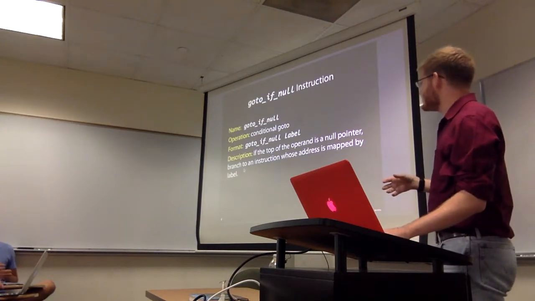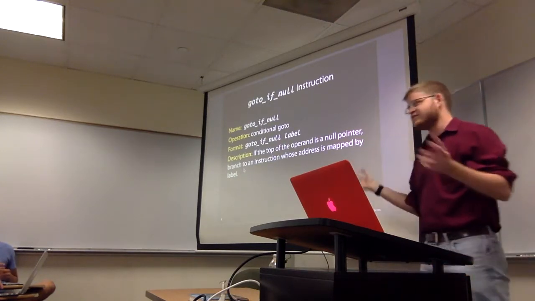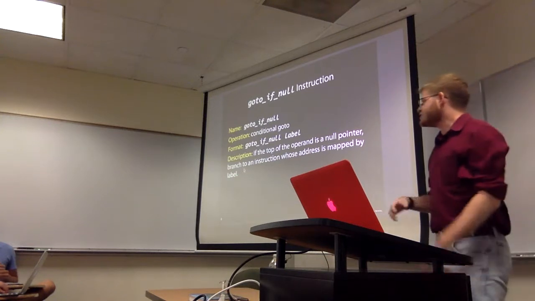I feel like I just skipped right to the example. Go to if null, so it takes the top of the operand stack. If it's null, it goes to label. Label is just an offset.